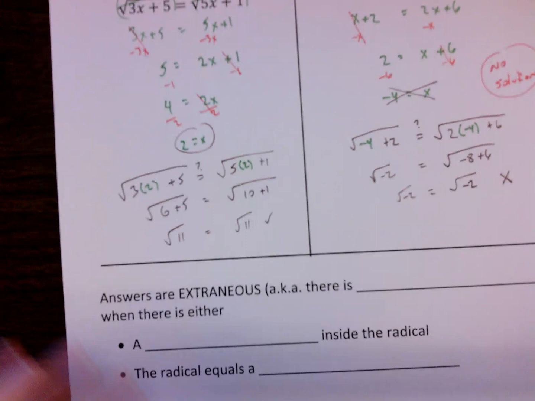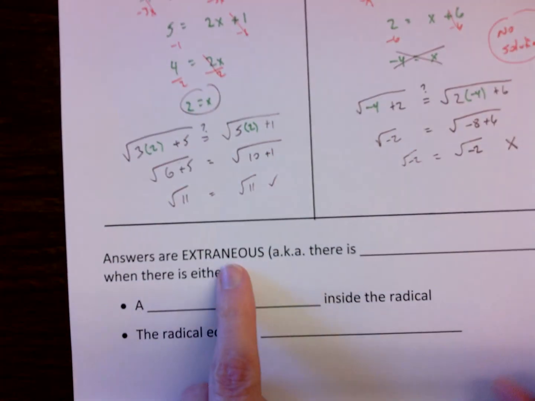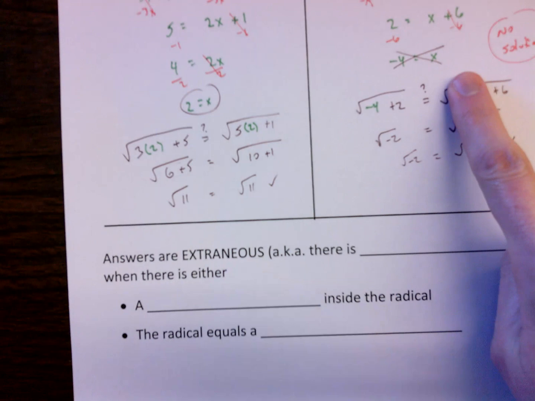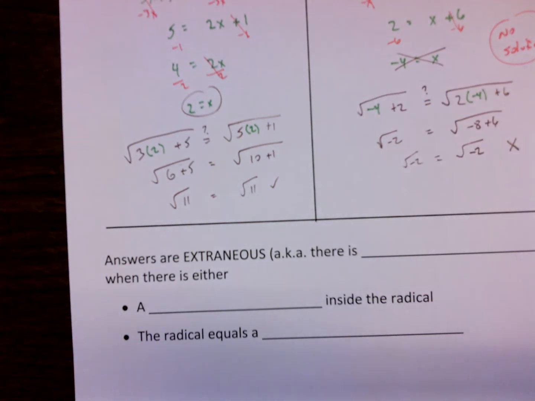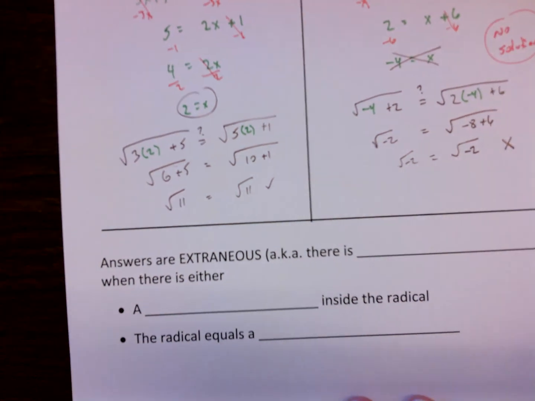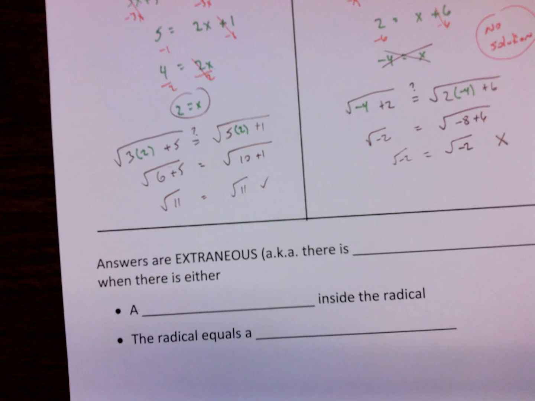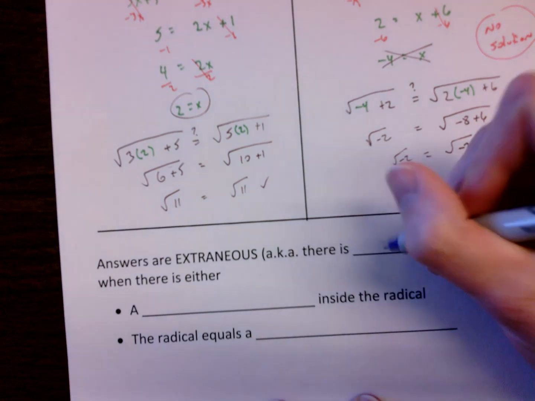Okay, so let's talk just a little bit more about those answers and what happens. So this is called an extraneous solution. So the -4 here is an extraneous solution. Okay, so what that means is that there is an answer that's not really an answer to the equation. You did everything right, but that doesn't actually make your equation true. So answers are extraneous, or there is no solution in this case.